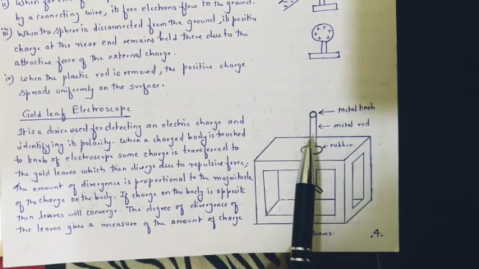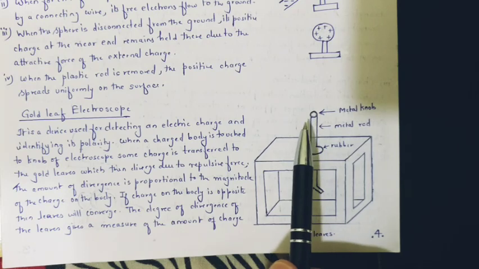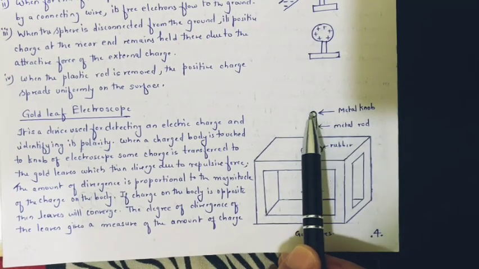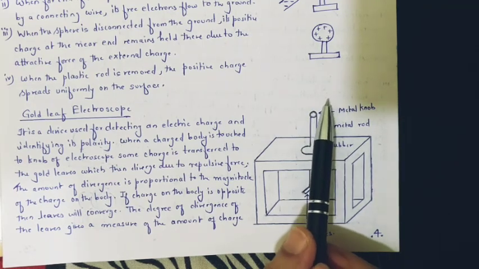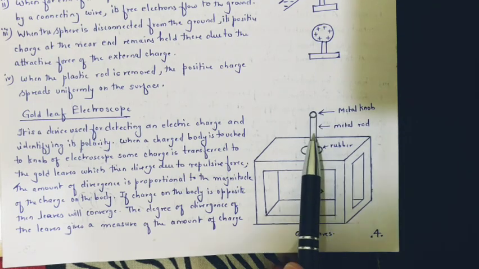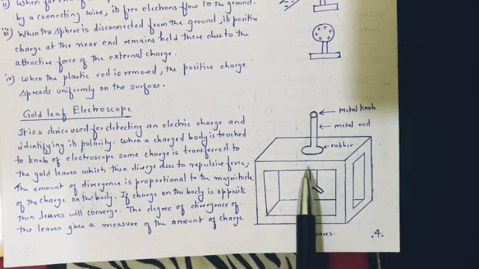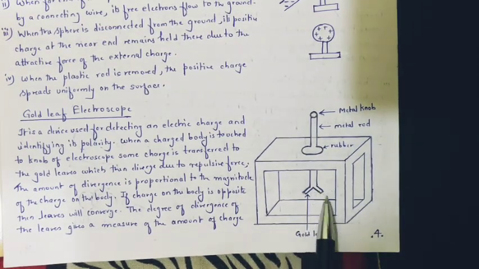So how does this work? The body on which you want to measure the charge is touched to the metal knob on top over here. As soon as the body is touched, all the charges from the body will start flowing from this metal knob through the metal rod to the leaves, and get distributed over the two leaves shown over here.